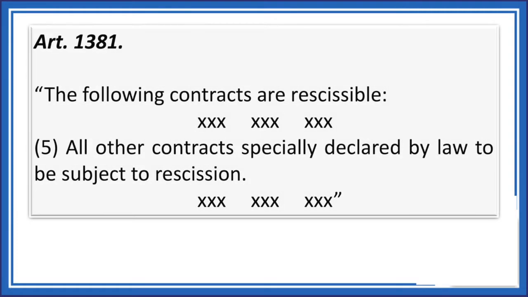Now, fifth, doon sa enumeration ng rescissible contracts, sabi all other contracts specially declared by law to be subject to rescission. So, lahat ng iba pang kontrata na specified by law to be rescissible. So, that's it. That's the enumeration for kung ano-ano ba ang mga rescissible contracts. So, hindi siya exclusive. Kasi nga, makikita mo kang number 5 yung iba pang rescissible contracts na if ever may batas na nagsabi na rescissible din siya. So, that would also be rescissible contracts.